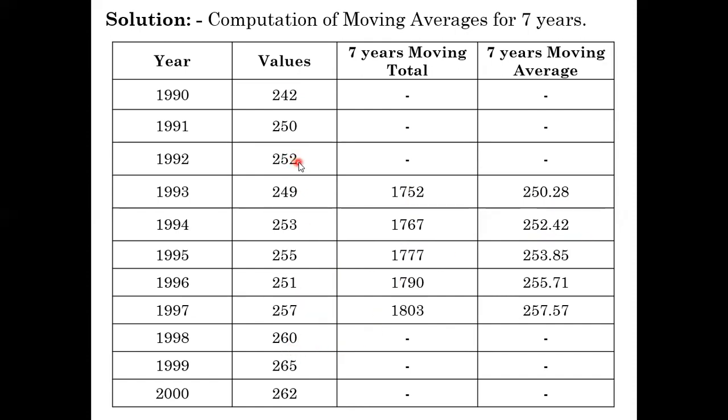Okay, students. Next, up to 260. From 252 to 260. 1377. 1377 divided by 7. 7 is average. So 253.85. You make it as 254.